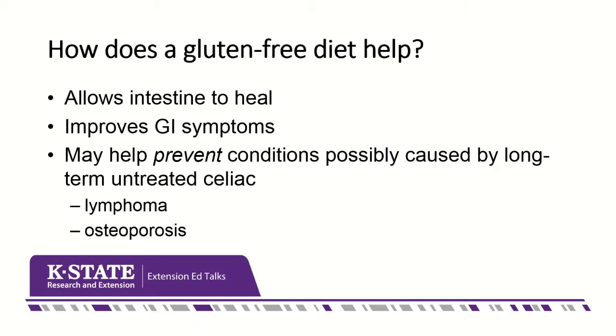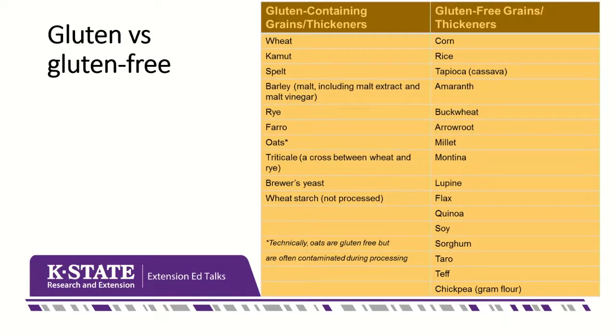So if you go for a long time without being treated for celiac disease and going on to a gluten-free diet, you could possibly have lymphoma or osteoporosis because that villi is not able to absorb the nutrients as it should. So gluten versus gluten-free.